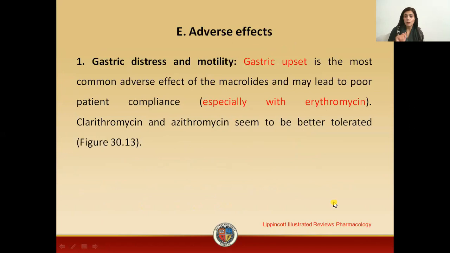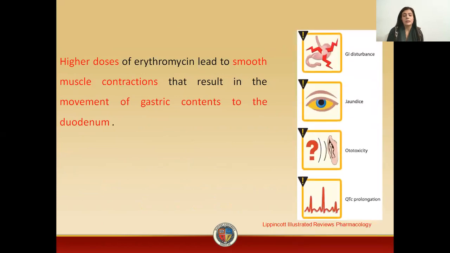Now, coming towards the adverse effects of the drug, the most common adverse effect that has been reported with these drugs is the gastric distress or motility. Gastric upset is the most common adverse effect that has especially been reported with the erythromycin. Then second one is that at high doses, the drug has the ability to cause muscle contraction. That is, it can move your gastric content to the duodenum. So here is the diagram that is representing the GI disturbances. GI disturbances are the most common adverse effects.